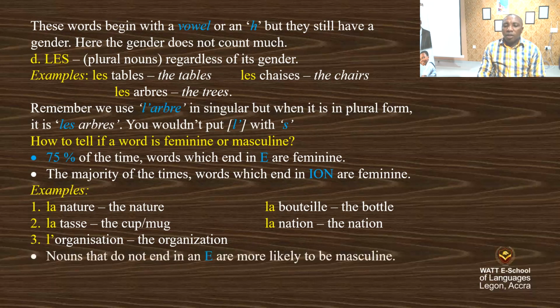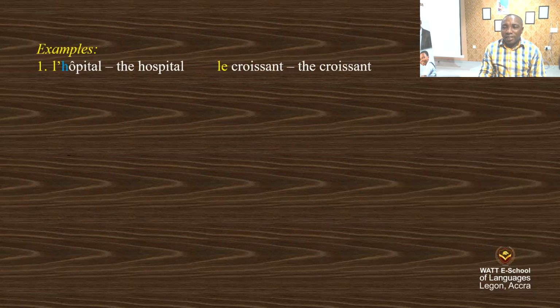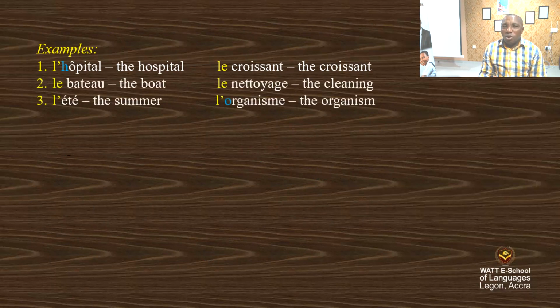Examples again. Words that do not end in an E are more likely to be masculine, but not all of them. Examples. L'hôpital, it does not end in E. It is more likely to be masculine. Le croissant, it ends with a consonant. It is masculine. Le bateau, it does not end in E, it is masculine. Le nettoyage, l'été, l'organisme.